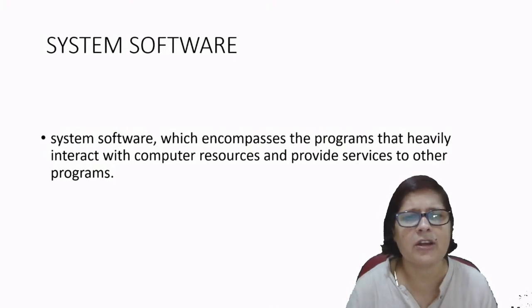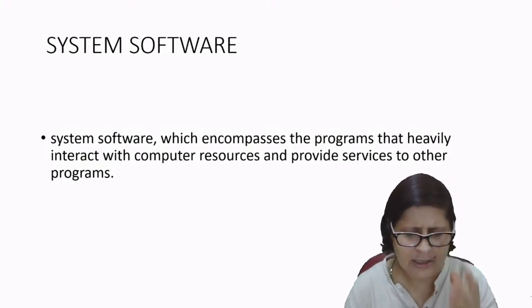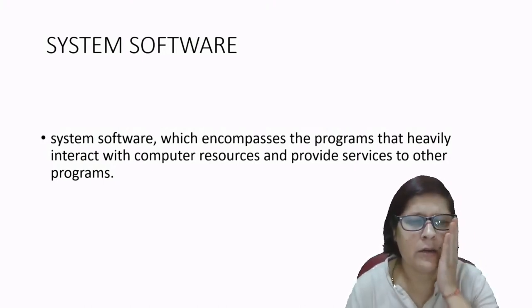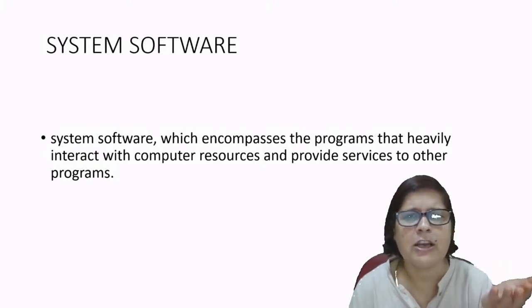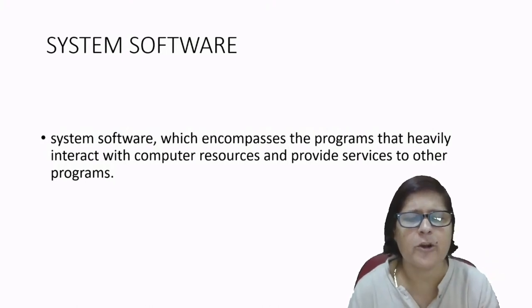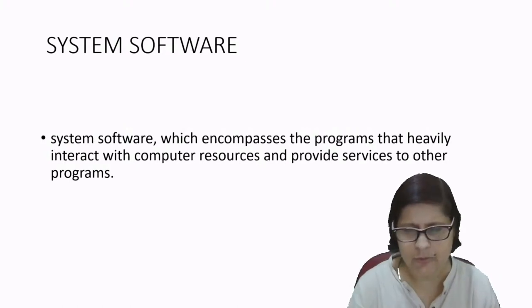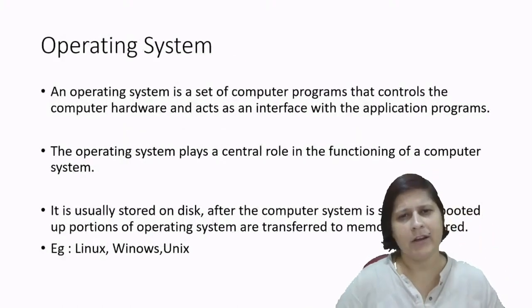Examples of system software are the compilers and operating systems. It gives us a platform. It works as an intermediary between the hardware and the application software. It makes the hardware operatable, on which the user can use the application program to solve a particular problem, right?